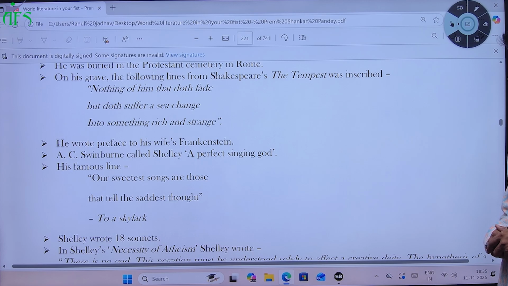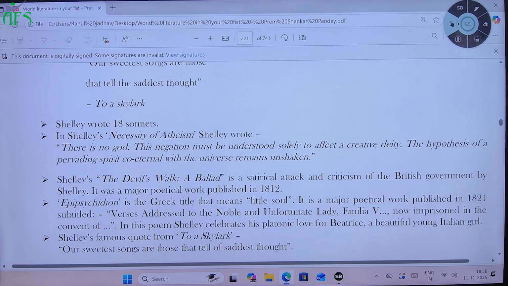His famous line, Our sweetest songs are those that tell the saddest thought. It is from To a Skylark. He wrote 18 sonnets. In his Necessity of Atheism, he wrote, There is no God. This negation must be understood solely to affect a creative deity. The hypothesis of free pervading spirit co-eternal with the universe remains unshaken.